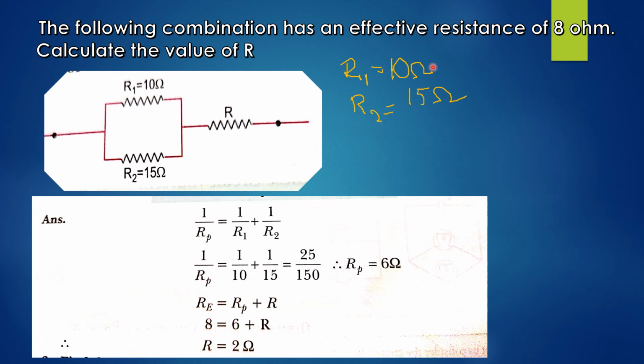They have given the effective resistance, so we can write Re as 8 ohms. Therefore, Re equals Rp plus R. We know Re, we know Rp. Let us find out R. Re equals 8 ohms. Rp equals 6 ohms, which we have calculated. R equals 8 minus 6, that is 2 ohms.